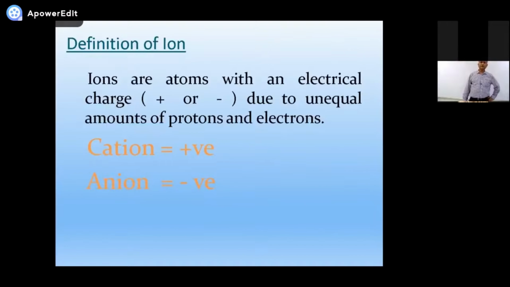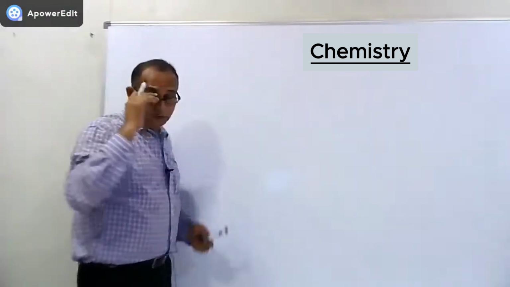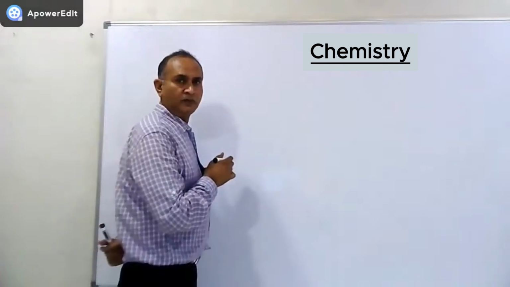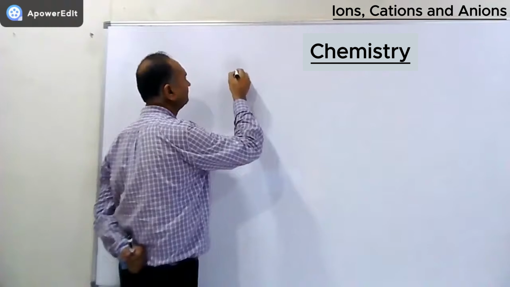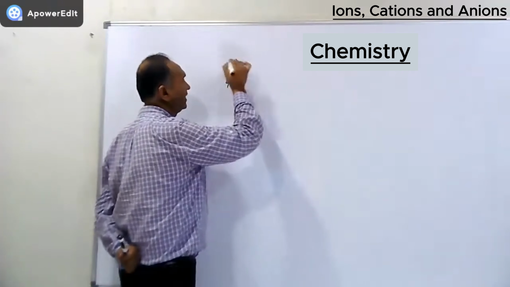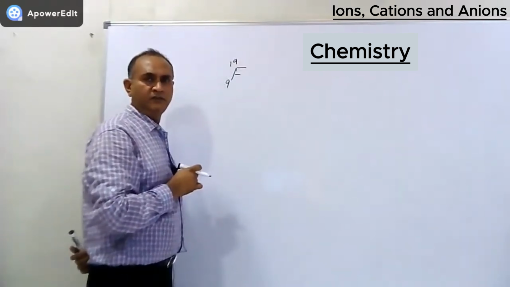So what is the most important part an atom has? I told you in the beginning, most of the work would be done over here. So let's take an example of fluorine. 19 is a symbol of fluorine.